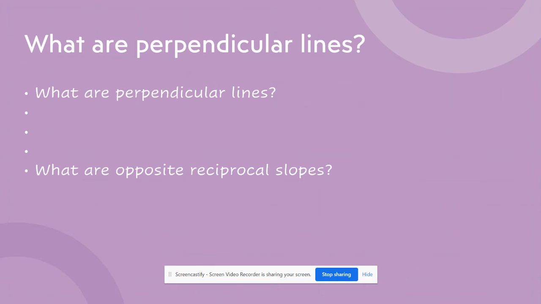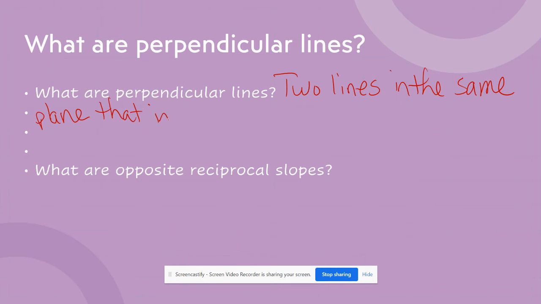Moving on to perpendicular lines. Perpendicular lines: two lines in the same plane that intersect to form right angles, 90-degree angles.